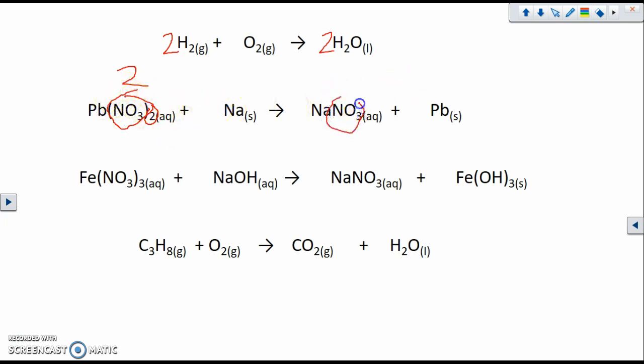And how many nitrates do we see here? Since there's no parenthesis, we know that there's only 1. All right. So we have 2, we have 1. We always multiply the lesser side. So we're going to multiply this whole mess by 2. Okay. So now we have 2 nitrates.